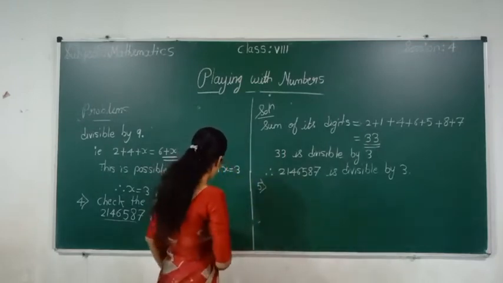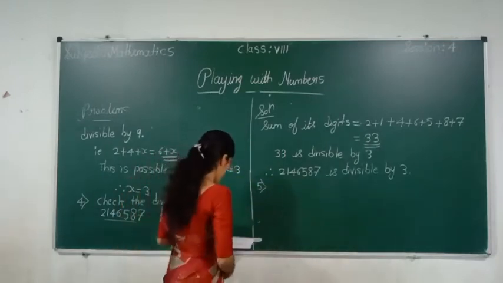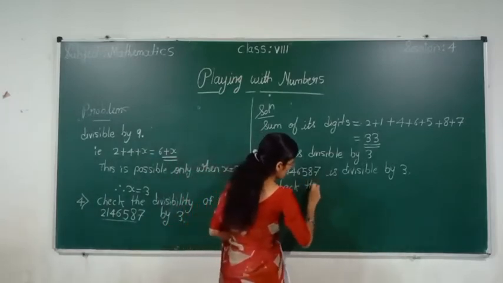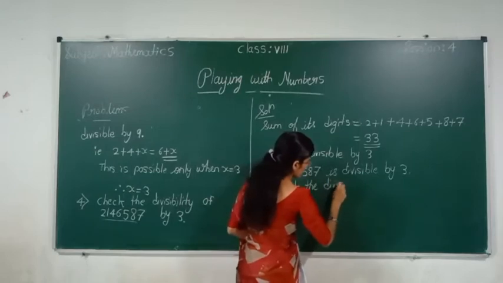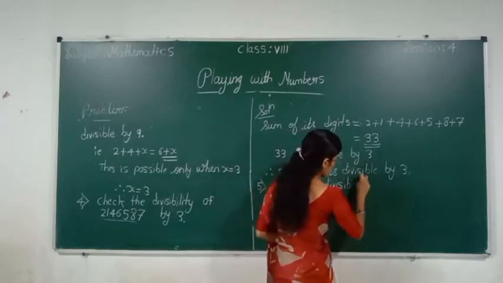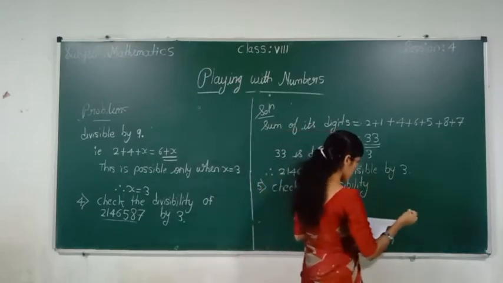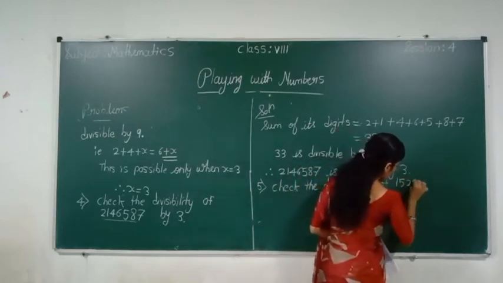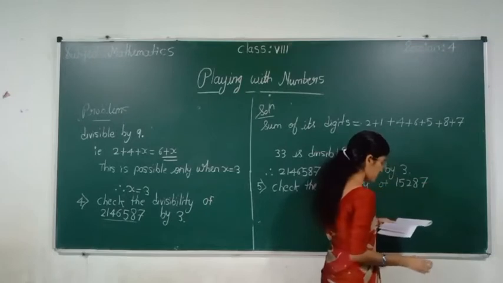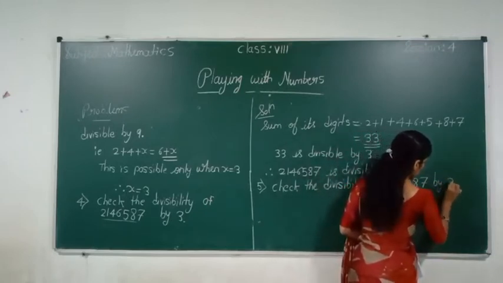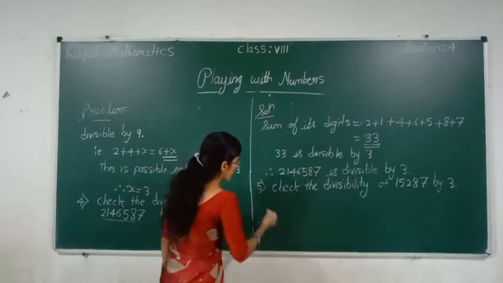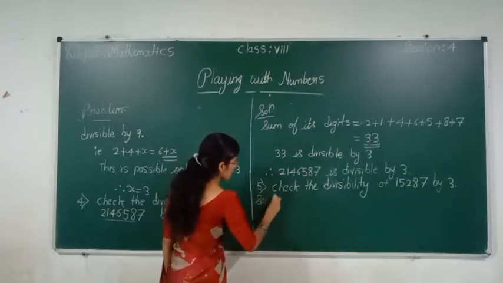Problem number 5. Check the divisibility of 15,287 by 3. See a solution.